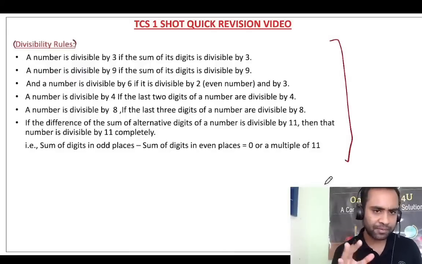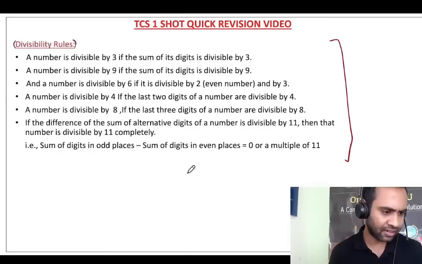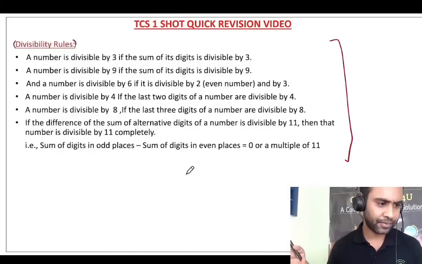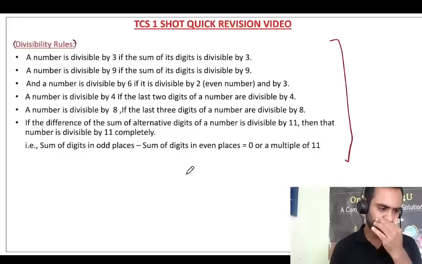Now, so divisibility rule. So guys, is it clear till here? Everyone is enjoying the session, right? Everyone is enjoying the session.